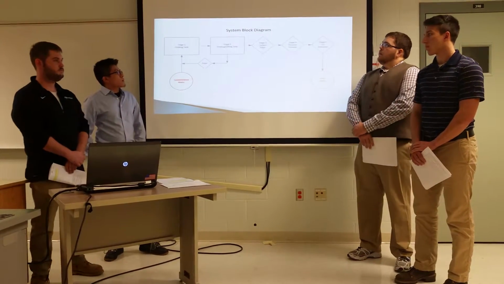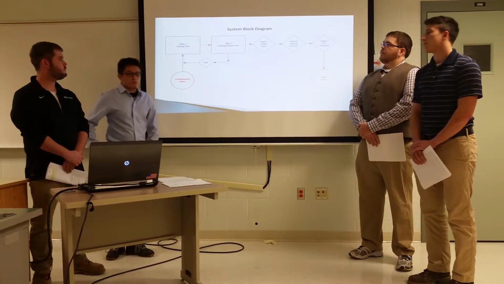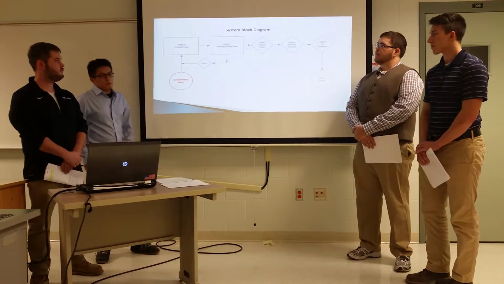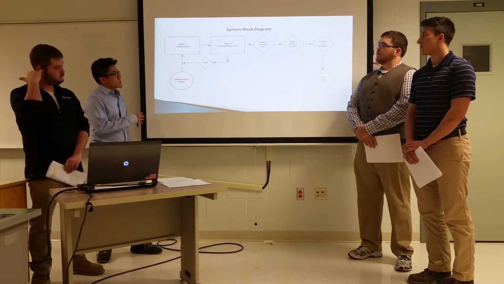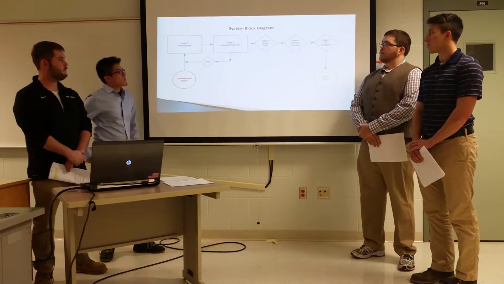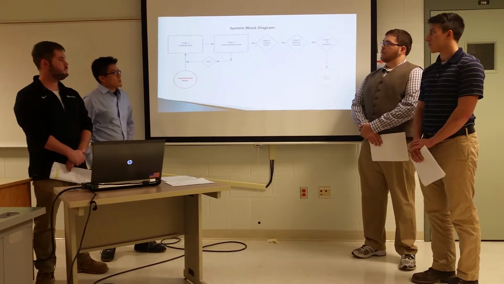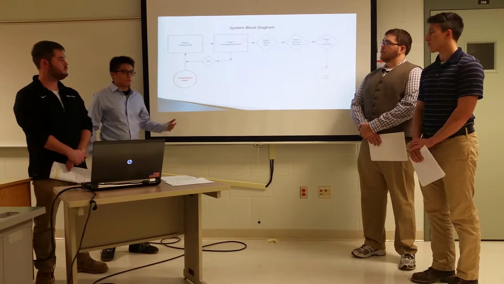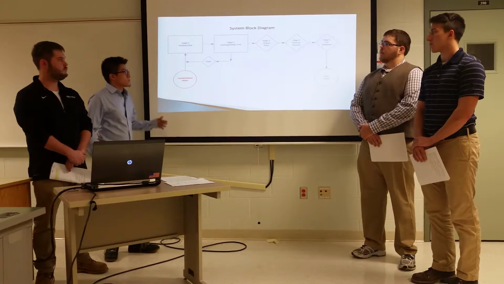This is our system block diagram. The first stage, as you see here, will be the holding tank. This is where all the fluid will be stored. The second stage is a second filtering system, which is a second holding tank. After that, it's going to be the third stage, which is the carbon filter.